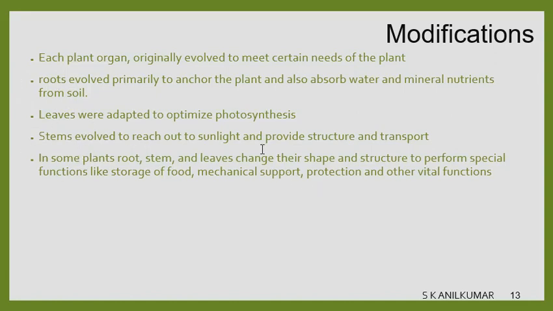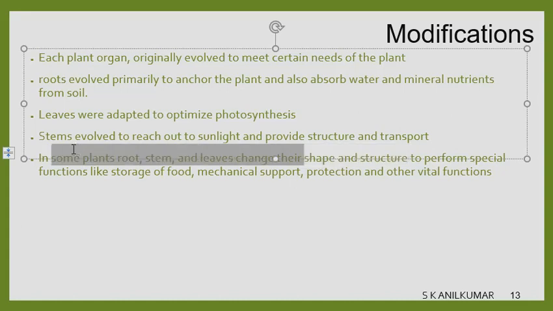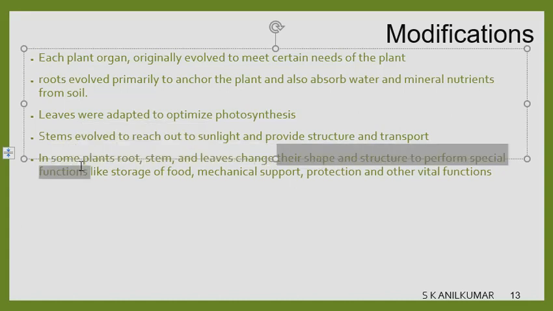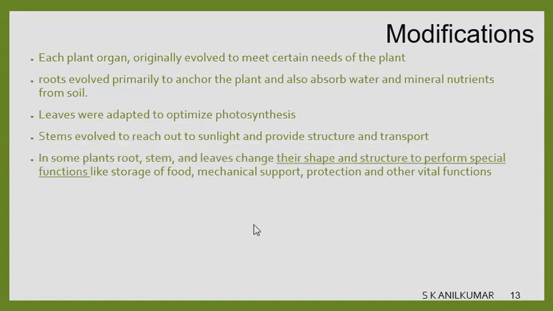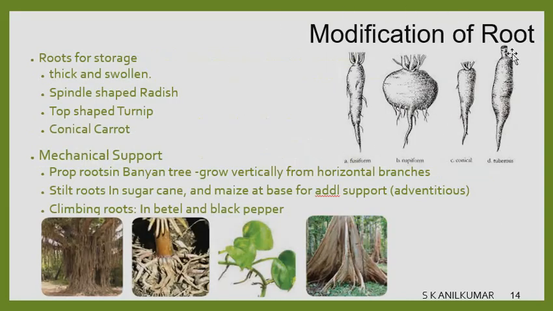But these organs change their shape and structure to perform special functions. What functions? Sometimes storage of food, sometimes support, sometimes protection or other vital functions. What is a vital function? The most important vital functions are breathing or food production. So you know about these things. What are these? A carrot or a turnip or a radish or a sweet potato, tapioca. This is a modification of a root, right? Is this the only modification? No, we have different modifications.